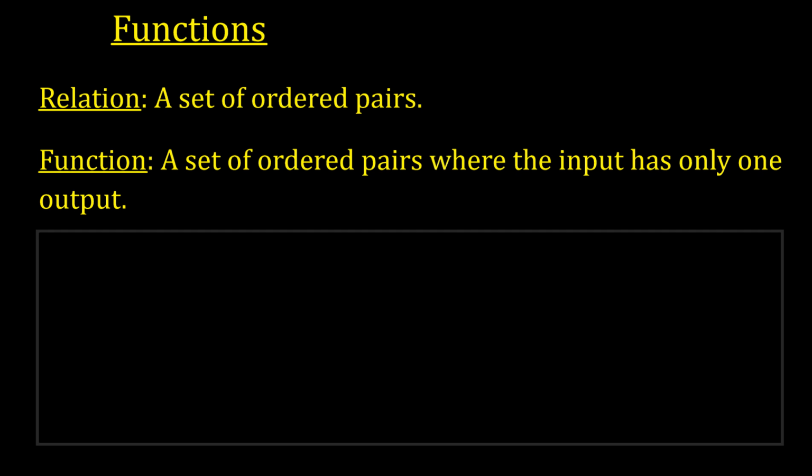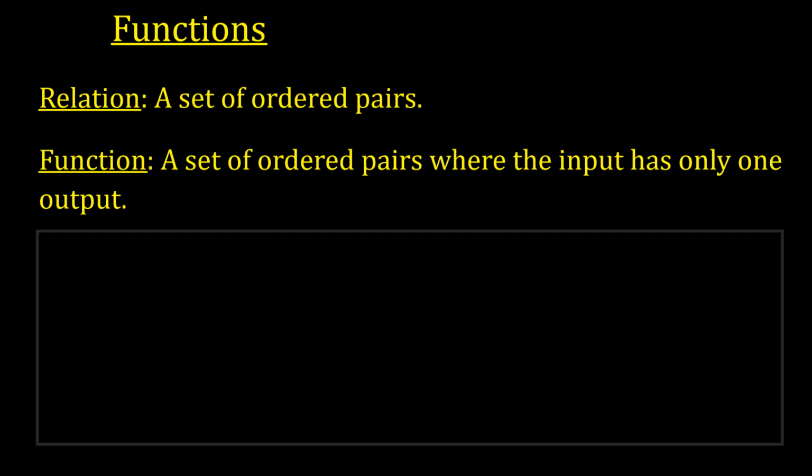So in this video, we're going to talk about functions and what is a function. How can we tell different ways to identify what a function might be? So first, a relation is just a set of ordered pairs. It's kind of that definition there.